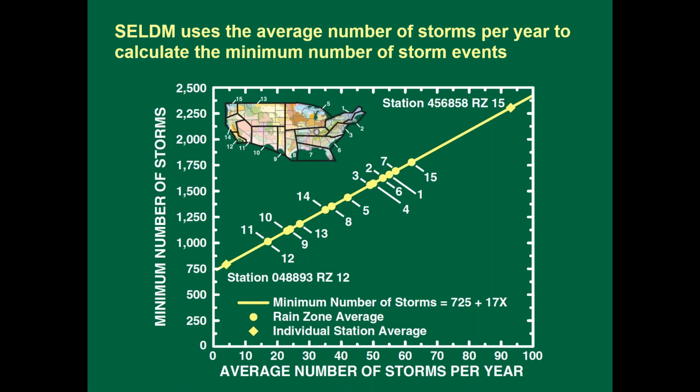The minimum number of events to be generated is calculated as 725 storms plus 17 times the average number of storms per year. These coefficients were selected to balance the need for a sufficient number of storms to reach stochastic convergence towards input statistics and the desire to generate a period that was comparable to the length of record for stream flow and precipitation in much of the country. So you can see on this graph that the minimum station is going to give us about 760 storms, and the maximum station in rain zone 15 in the Northwest is going to give us a maximum of about 2,250 storms.